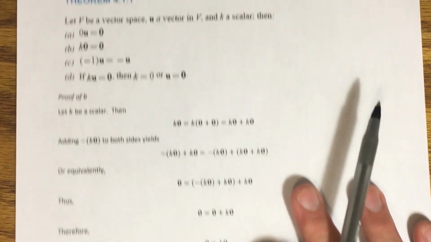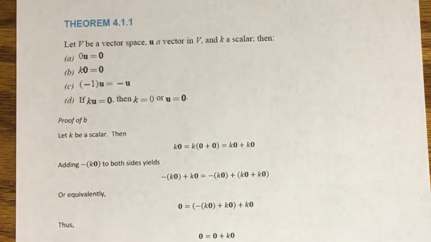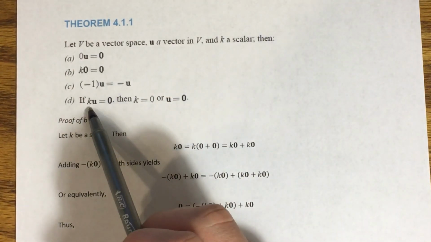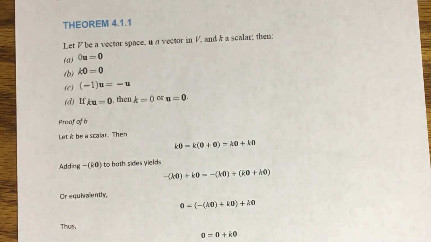And now that we've proven that property, and we're going to go ahead and take the other 3 as proven, we can say that this would be true in any vector space at all, not just the ones that we're familiar with. That's the power of abstraction and generality in this level of math.